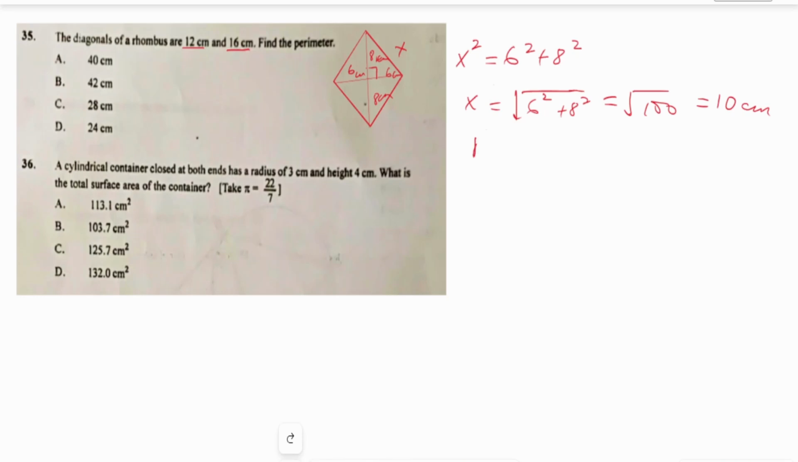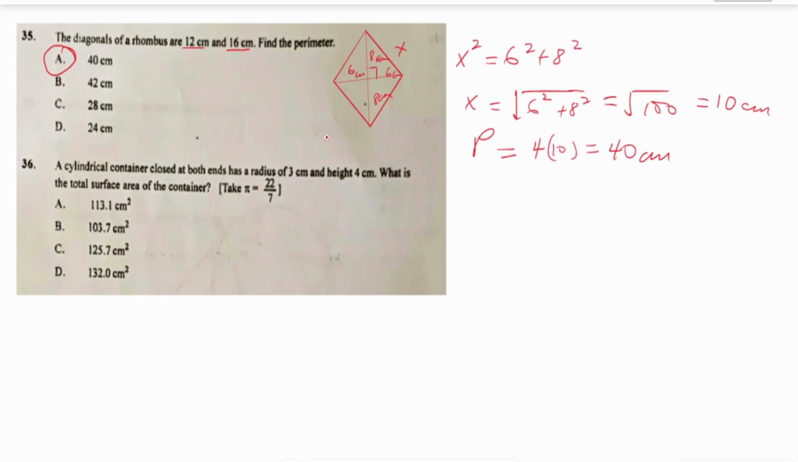So if you call perimeter P, it means that perimeter will be equal to 4 times 10, because all sides are equal, and that is equal to 40 centimeters. And that is option A.